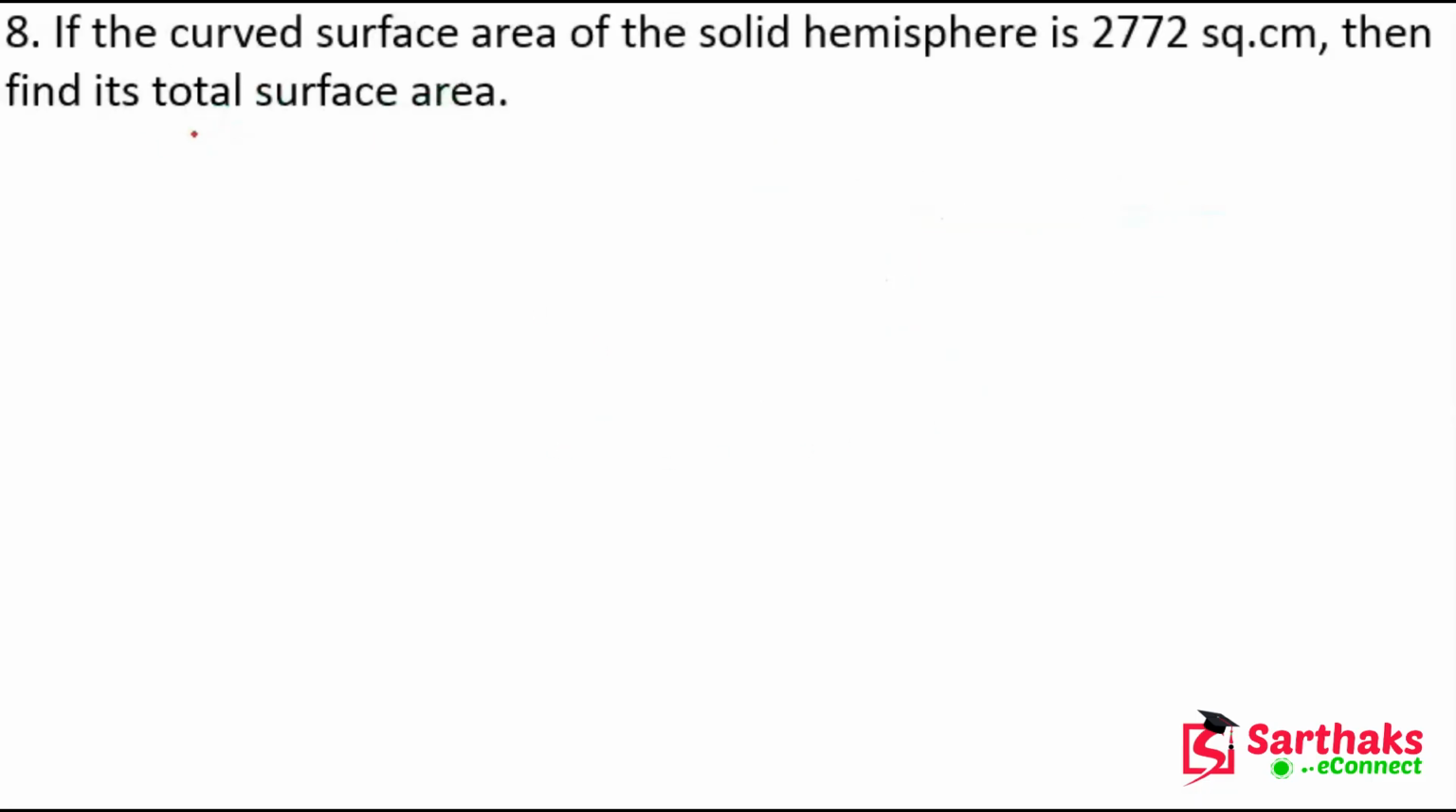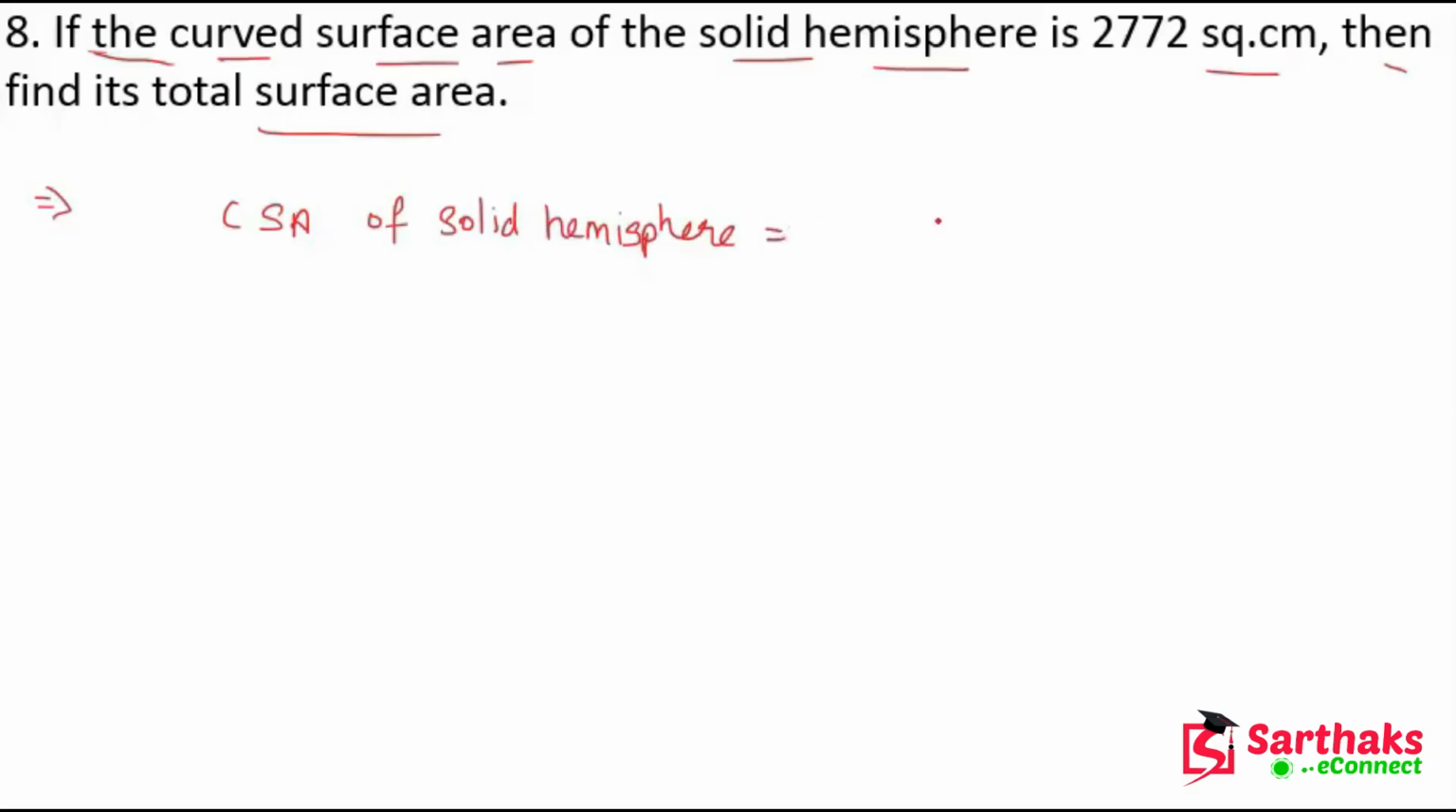The next question is, if the curved surface area of a solid hemisphere is 2772 square centimeter, then find its total surface area. We have to find the total surface area. So here we have the CSA of solid hemisphere, which is equal to 2772 centimeter square.